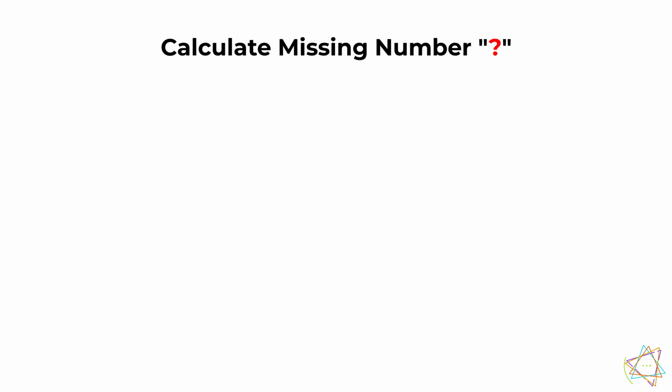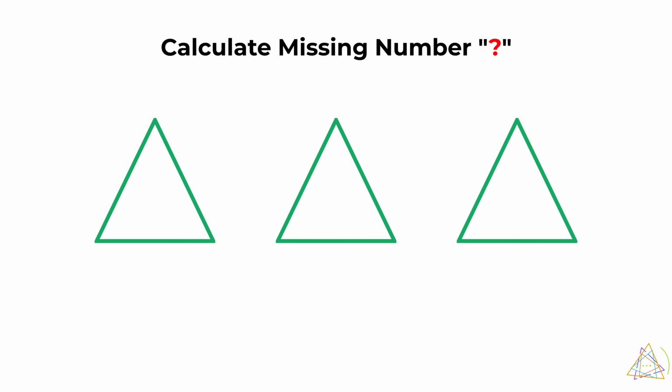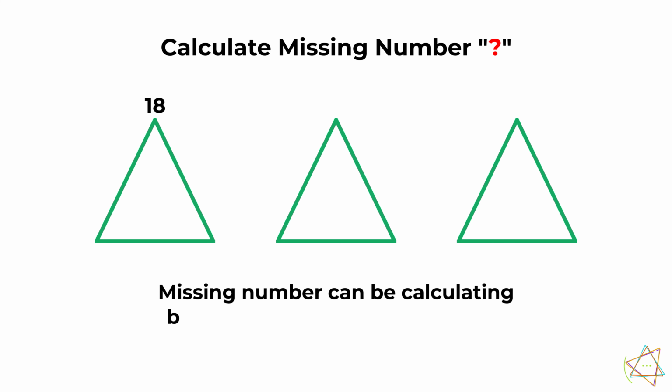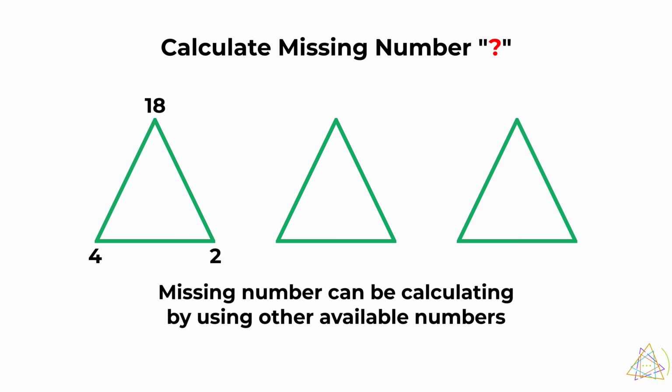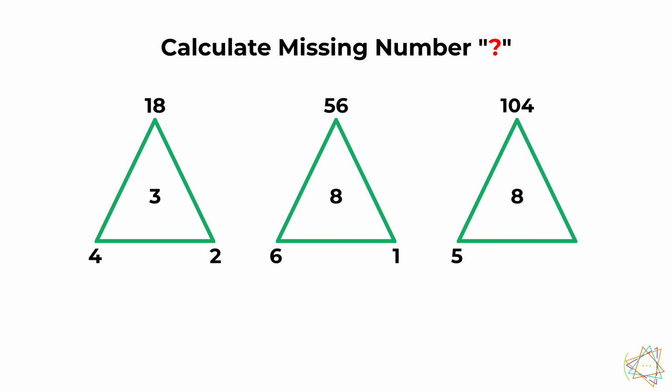You need to calculate missing number, and you're presented with 3 triangles. Each triangle has numbers in the corners as well as in the middle. First triangle has number 18 on the top, numbers 4 and 2 at the bottom, and number 3 in the middle. Second triangle has number 56 on the top, numbers 6 and 1 at the bottom, and number 8 in the middle. Third triangle has number 104 on the top, number 8 in the middle, number 5 in the bottom left corner, and number in the bottom right corner is missing. Your choices are 9, 10, 11, and 12.